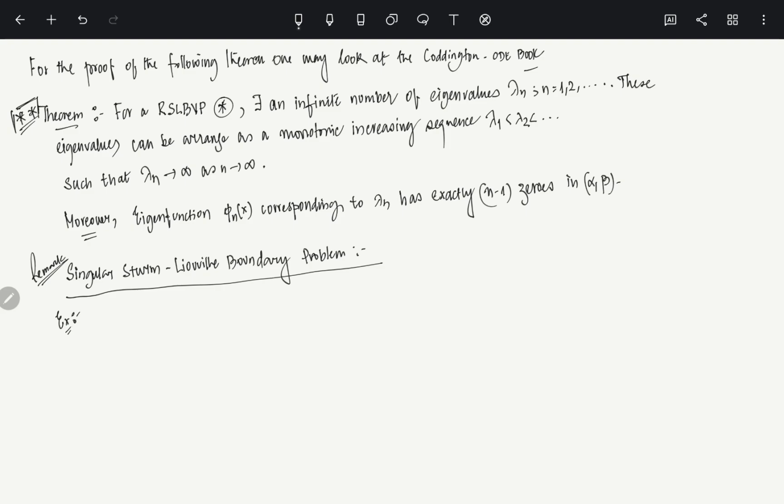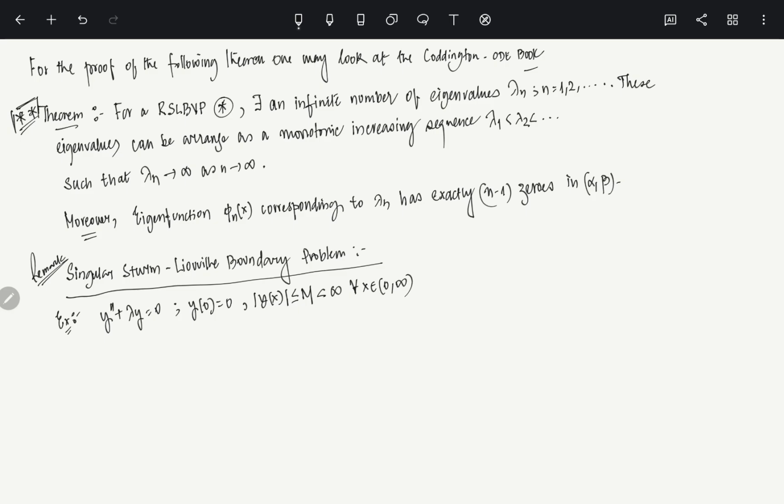Now let us look at the problem y double prime plus lambda y equals 0. The data given is y(0) equals 0, and we do not have any data on the other end, but we know that |y(x)| is less than or equal to M, which is less than infinity. So it is finite for all x in (0, infinity).